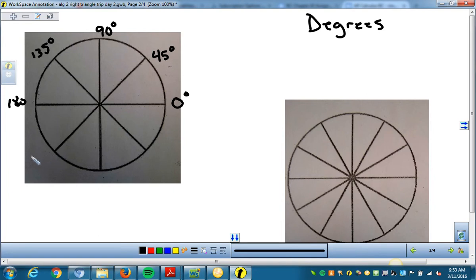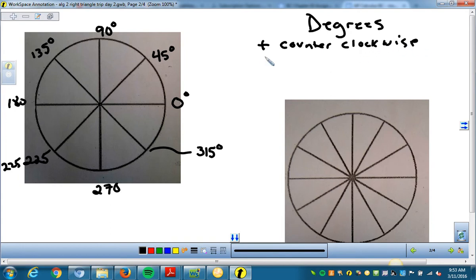Next one. 225. Put it in the white. Okay, and then 270. Next, 315. Okay, so those are all our positive angles. Notice, positive angles are going counterclockwise. So negative angles would go clockwise.